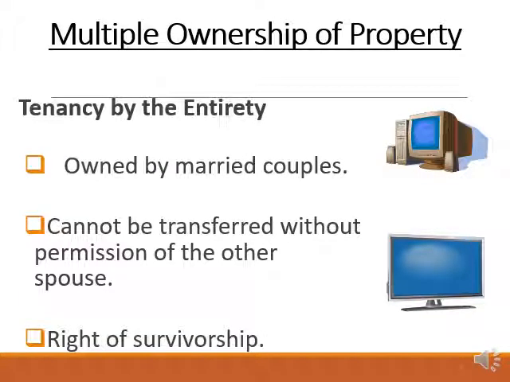Then we can have a tenancy by the entirety, and that's owned by married couples. And it cannot be sold or transferred without the permission of the other spouse. There is a right of survivorship. And so, for example, if Mary and Jack are married and they own property by the entirety, or by the marriage, neither one of them can sell without the permission of the spouse. But when Mary dies, her interest does not go through a will or through intestate. Her interest, because it's a tenancy by the entirety, goes entirely to her spouse.